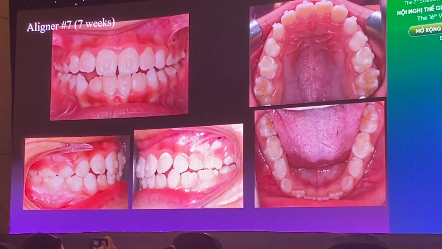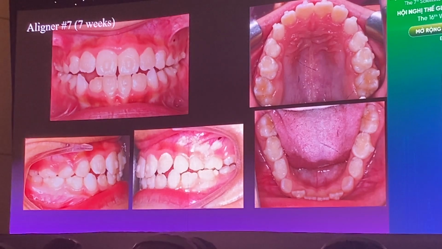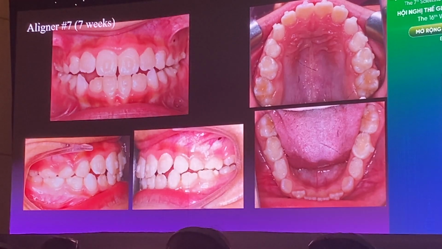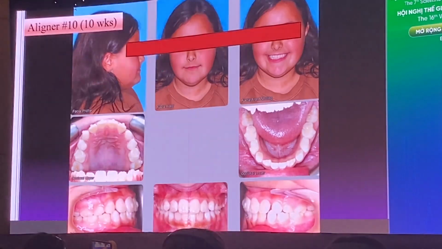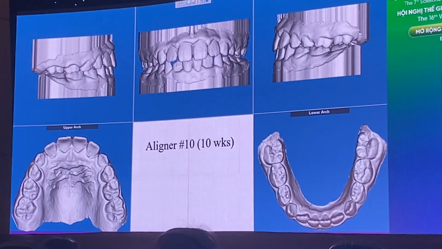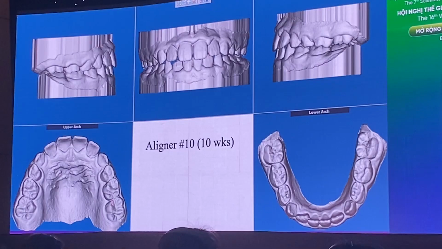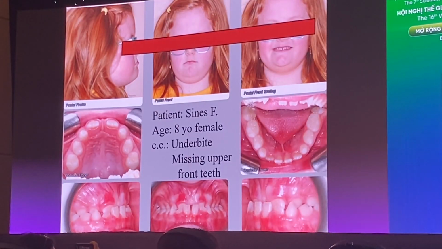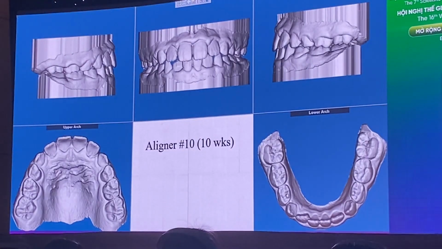So, 7 weeks, okay, now each aligner, just 1 week, all right? You don't need to go 10 days or 2 weeks. Just 1 week, all right? So, 10 aligners, all right, that's how she looks like. All right, 10 weeks. You already jumped the anterior crossbite, you know, in 10 weeks. All right, so you check the occlusion. All right, okay, now let's go back a little bit first, okay?